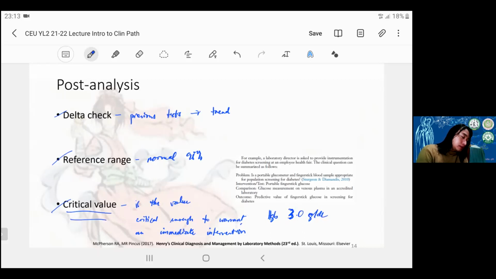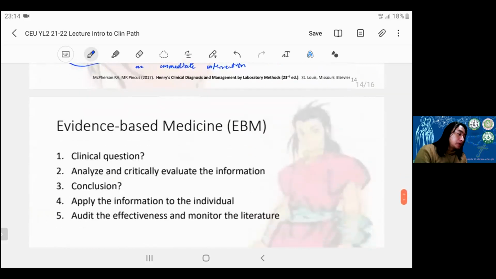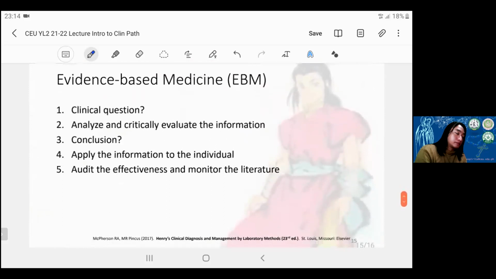And to determine the critical value, we have to look at the literature, especially the meta-analysis or meta-analytic studies that would establish at what level we need to give the intervention immediately. So this is where your evidence-based medicine comes in.